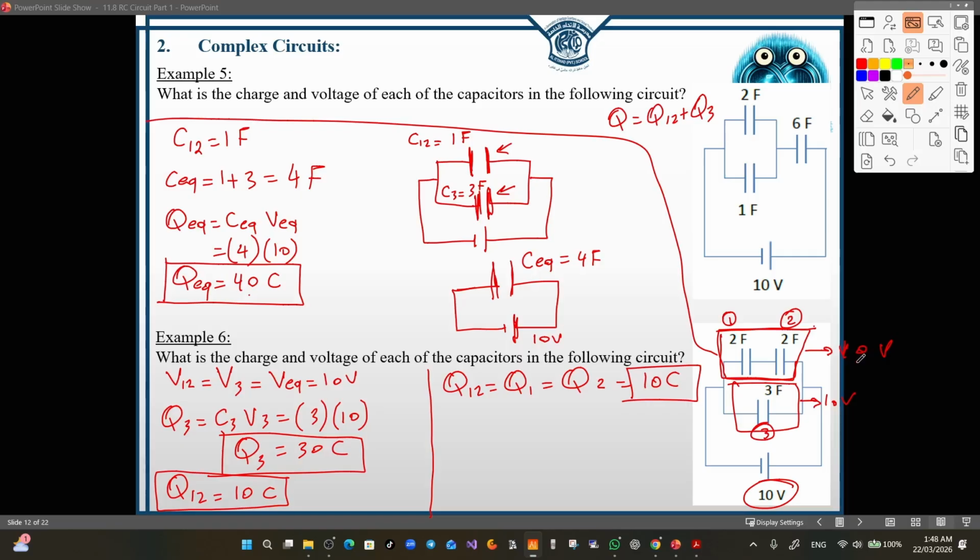So we can say that the potential difference across the C1 and C2, V1 equals V2, equals 5 volt. So 5 volts here and 5 volts there. The total will be 10 volt.